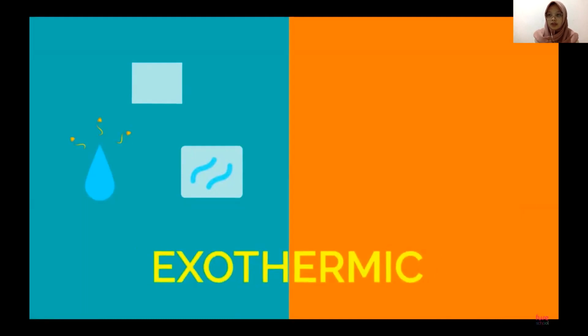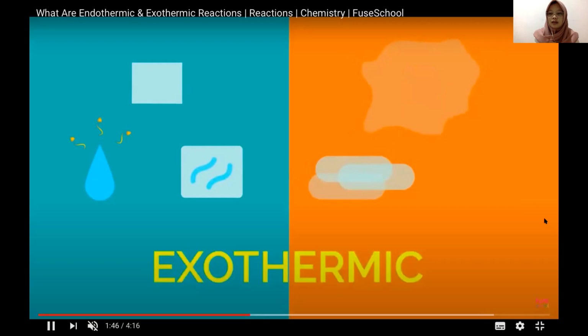Another example of exothermic is changing from gas into liquid. Gas needs to release some energy to become liquid. Both are physical phenomena and are examples of exothermic reactions.